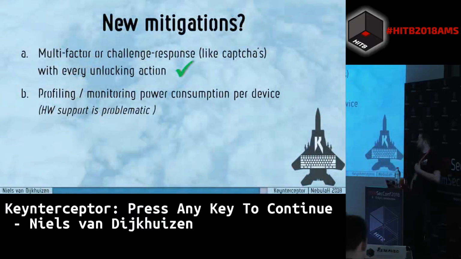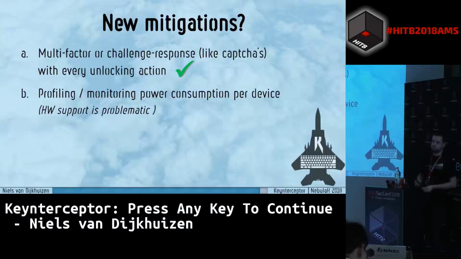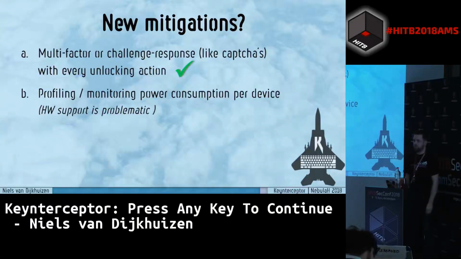So, new mitigations. How to block this kind of attack? Well, essentially, I think the cleanest and the easiest way to do this is to have multi-factor authentication each time you unlock your machine or log into your machine. It's a bit of a pain, of course. A user will get bugged by these extra questions, but I think it might be worth doing it. It depends on the situation. If you're in a high security facility, I think it's a good idea.